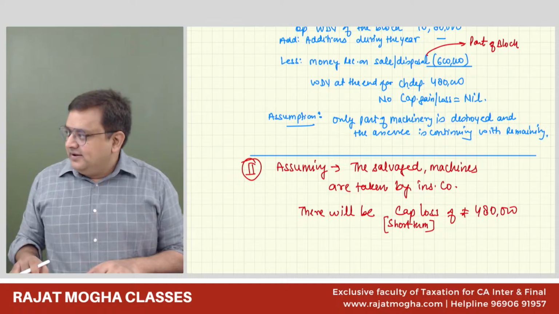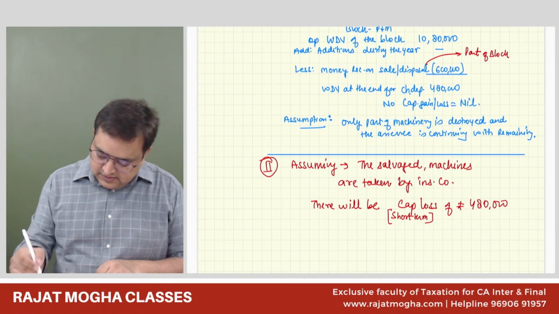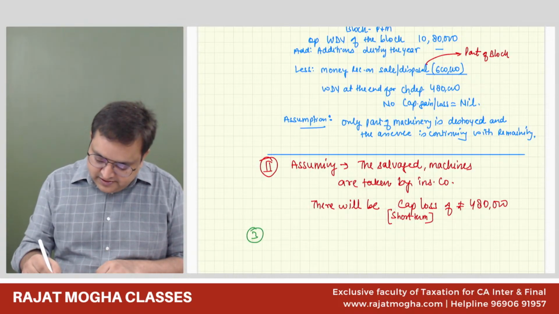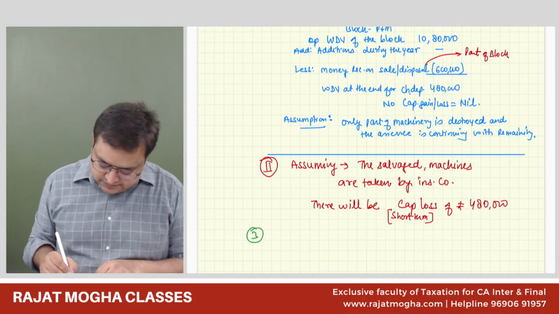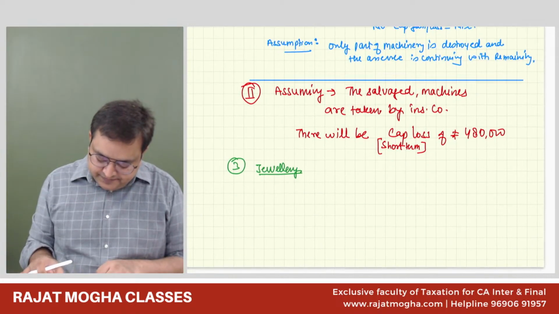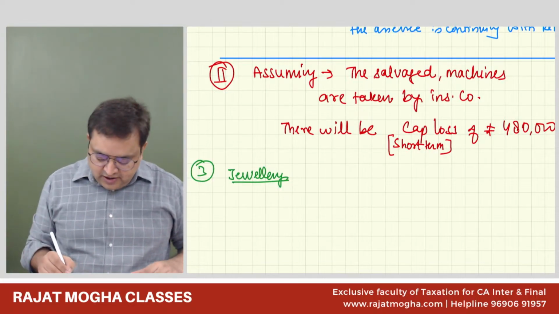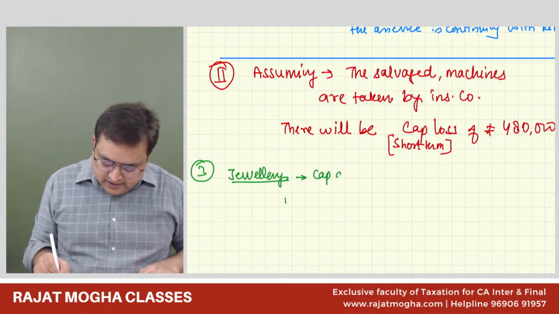Okay. Now the third one. The third one is jewelry. That gold ring and etc. Gold chain and diamond ring. Jewelry is a capital asset and it's not a depreciable asset, it's a normal asset. So how will you be computing it? There would be a capital gain. How much? Full value of consideration.